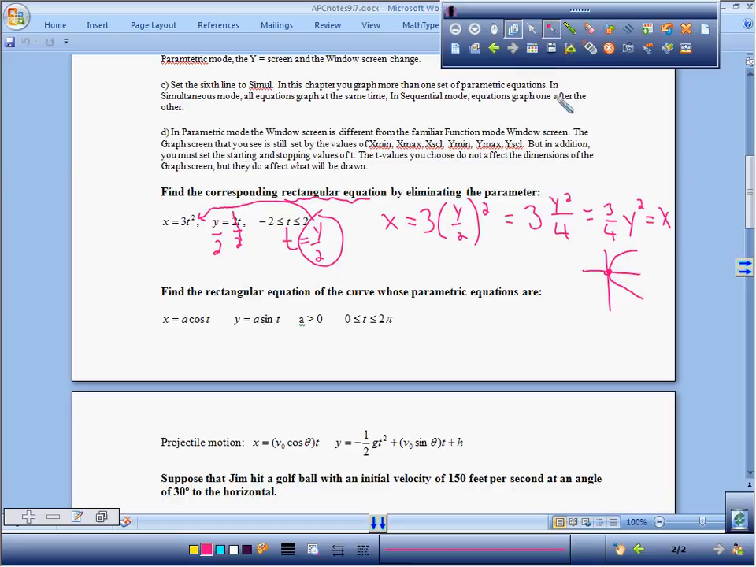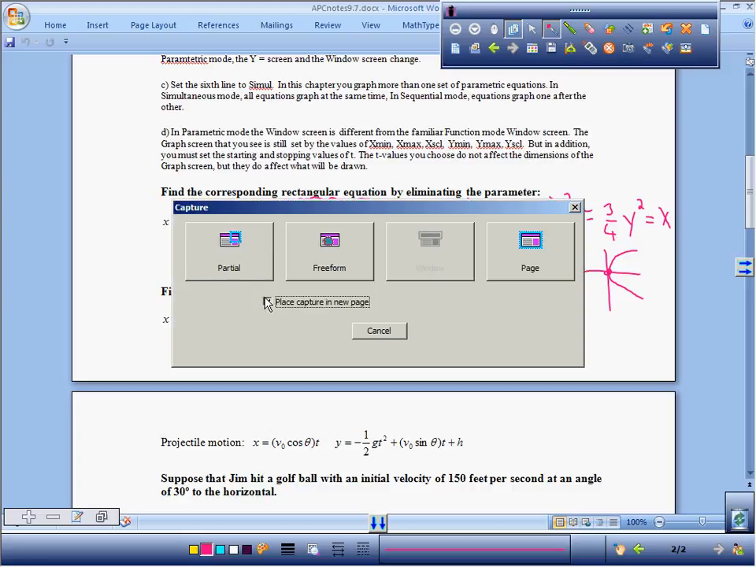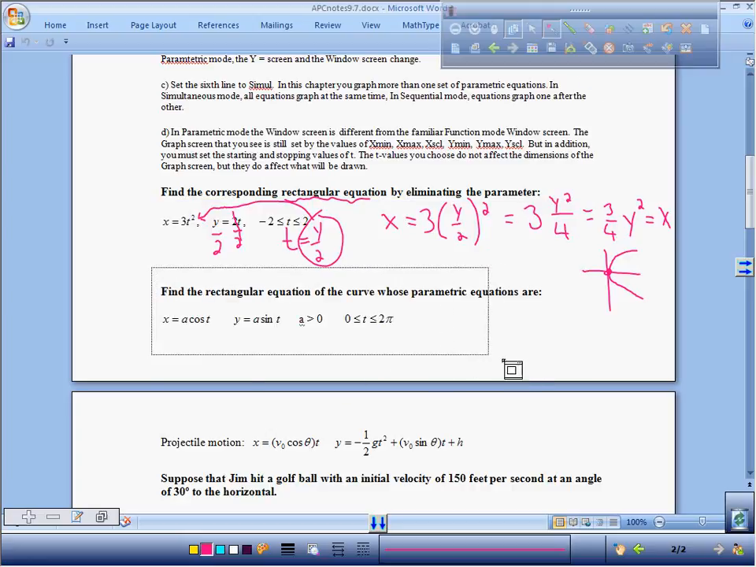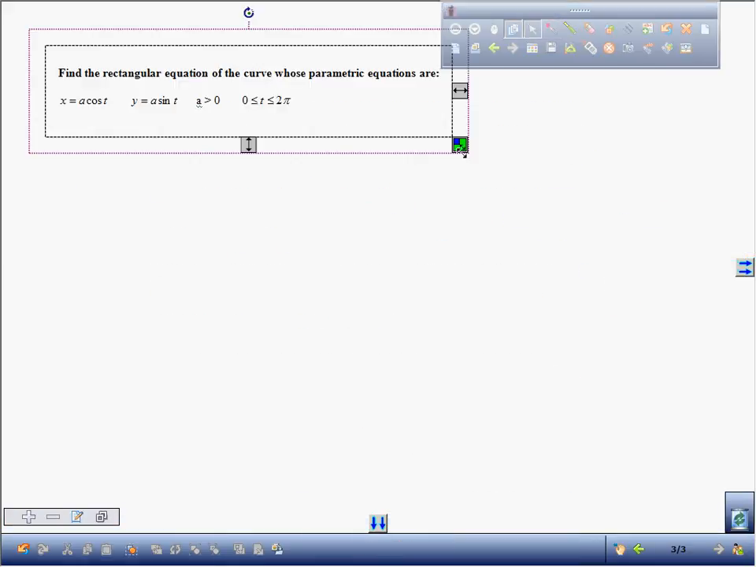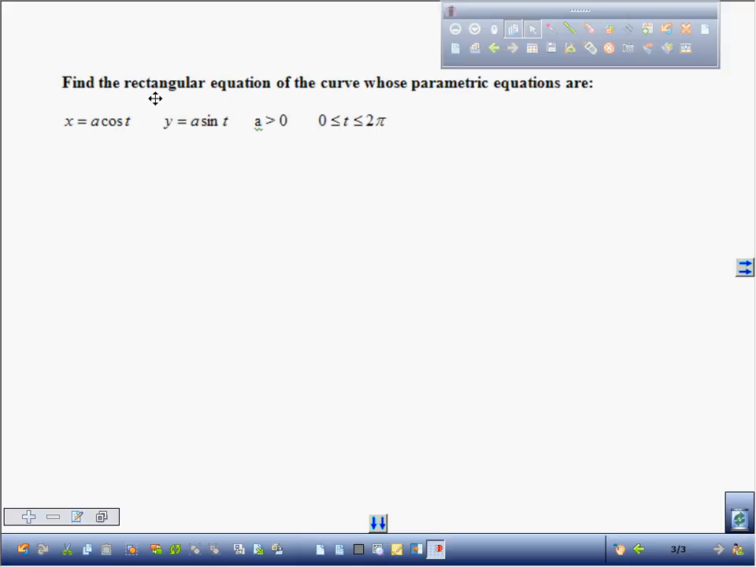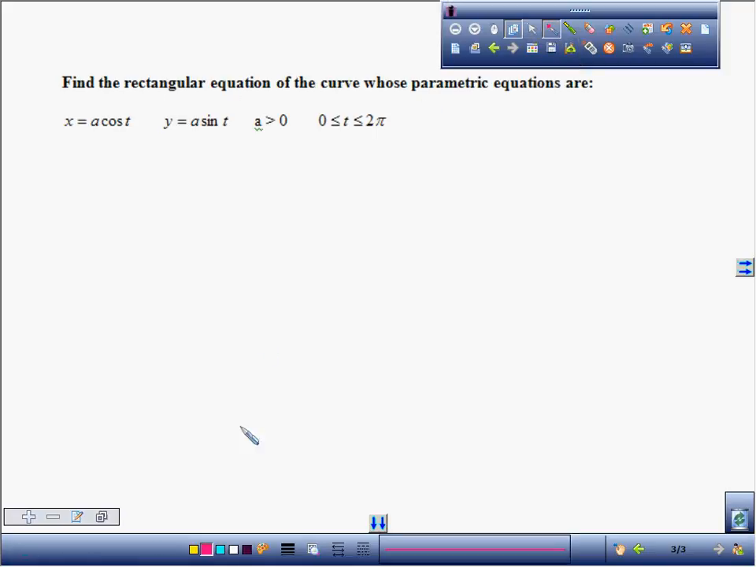So, how do you do this? Find the rectangular equation. This one's kind of weird because you have to apply kind of a trick. It says, find, let's change colors, I don't like red. This blue is very nice. You divide both sides by A.